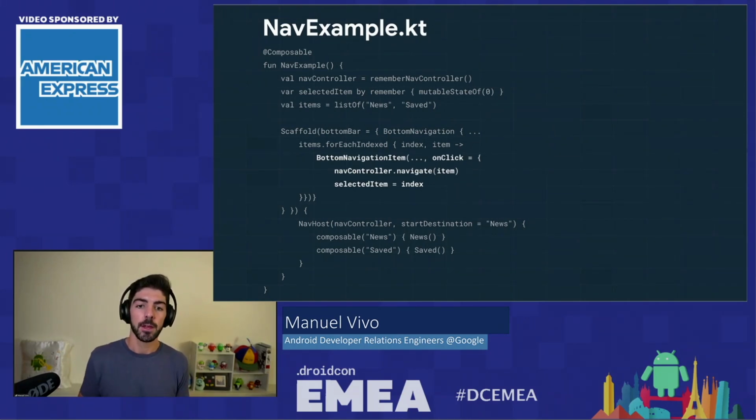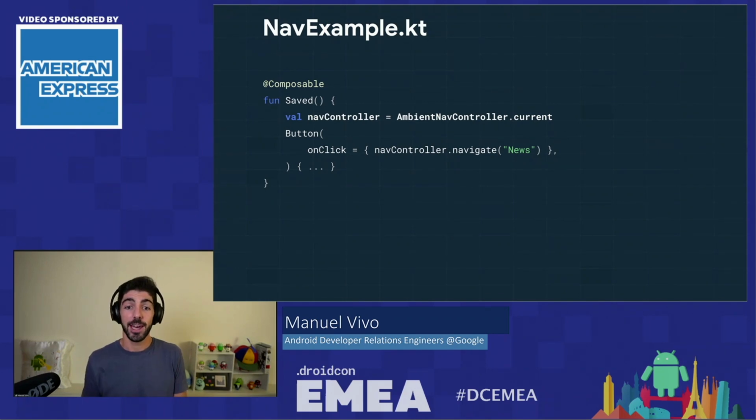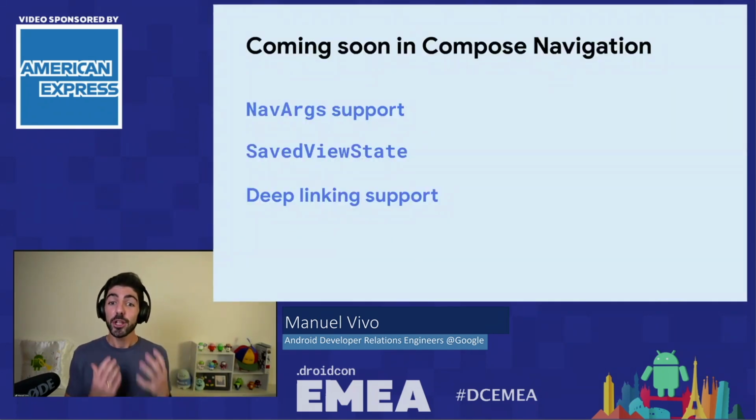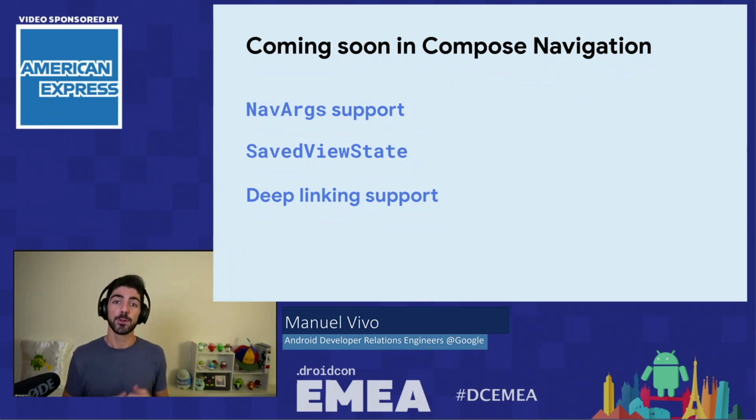But let's say you're using the navigation library and you're in a nested composable in your UI hierarchy tree. We are also allowing you to access that navigation controller with the ambient nav controller. Basically, you use it the same way that we were using before. And because it's pretty much work in progress, there are a lot of things coming soon in the navigation library. So we have the nav support to pass dependencies to the nav host lambda builder. We also have a saved view state to save each composable state as part of the backstack. Imagine like a scroll position or something like that. And also deep linking support is coming soon.